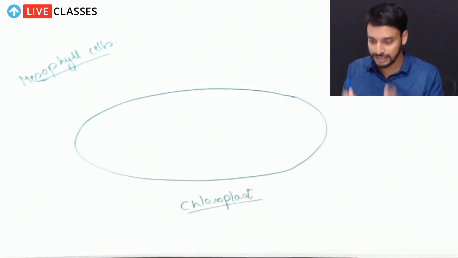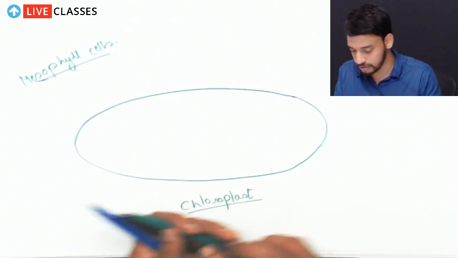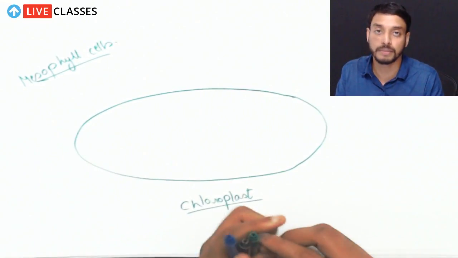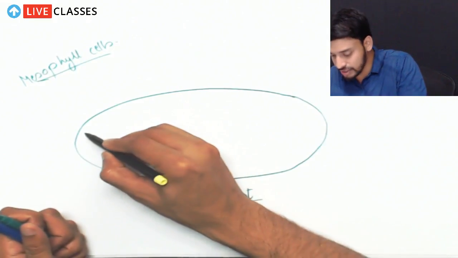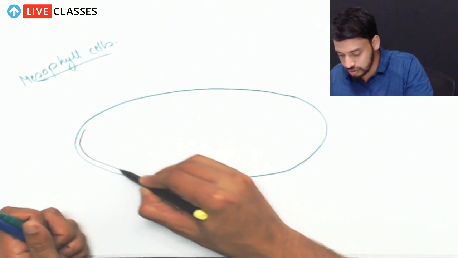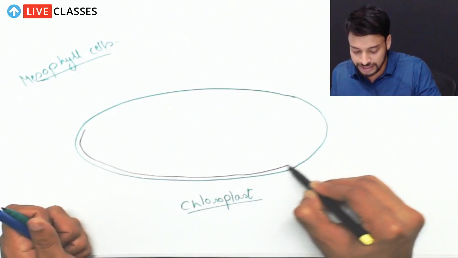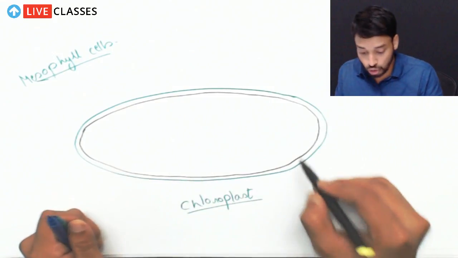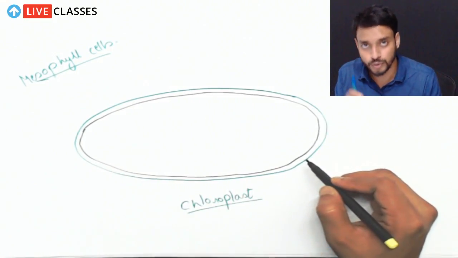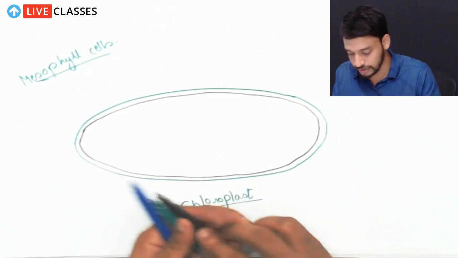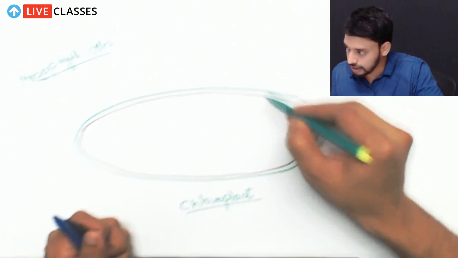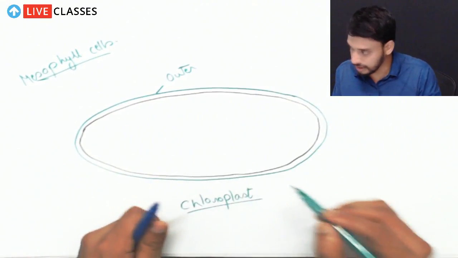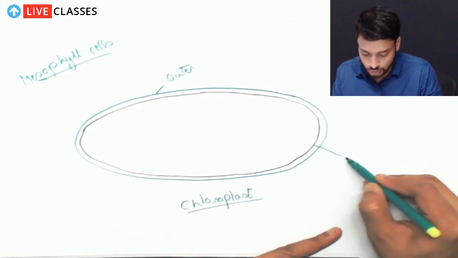Now let's see in detail what is the structure of this chloroplast. First of all, you should know it's a double membrane bound structure. Again, one of the most common questions asked in your examinations is to name some double membrane bound organelles present in plant cells or animal cells. So chloroplast is one of the organelles which is double membrane bound. Correct? So this is the outer membrane, I hope you can see it, and this one is the inner membrane.